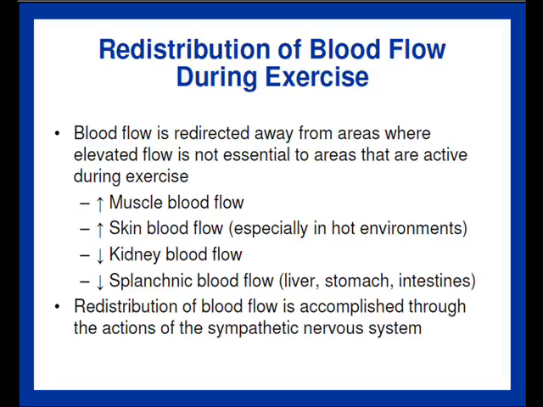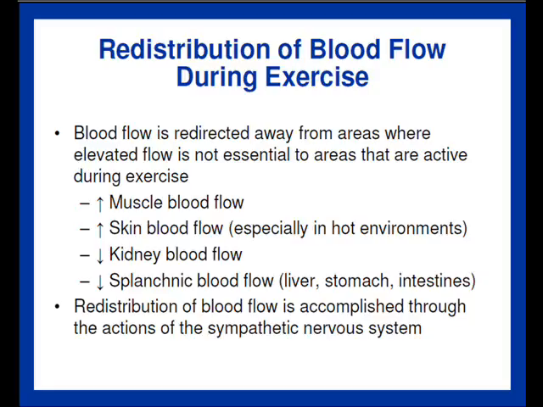Kidney blood flow goes down. It's considered a non-essential organ, particularly when we're exercising hard, particularly in the heat. And blood flow to what I call the non-essential organs, liver, stomach, intestines, etc., goes down. And this is all accomplished primarily by the sympathetic nervous system. Remember all those blood vessels? And we know that blood vessels contain blood. How's that all being redirected? How's that being shut off? By the sympathetic tone.